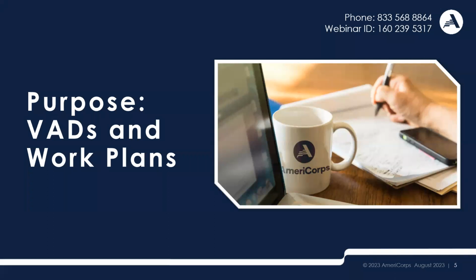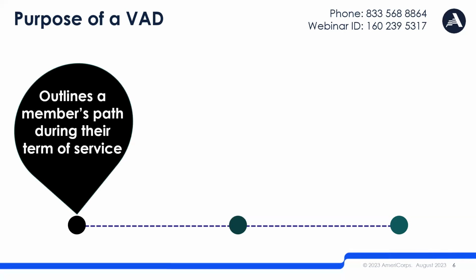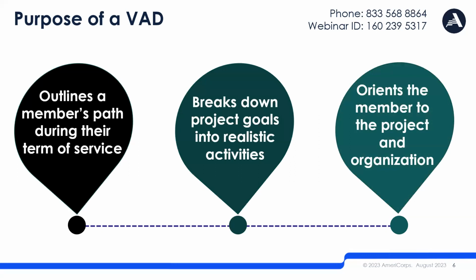A firm foundation is critical, and we want to make sure that we have a strong basis for outlining the purpose of the work plan. To do that, we'll begin by explaining what a VAD is and its purpose, because that really is what shapes the member's work plan. Well, you ask, what is the purpose of a VISTA assignment description? In simple terms, and you may already be aware of this, a VAD outlines a member's path during their term of service, including project goals, objectives, and member activities that they will successfully meet or complete to satisfy project needs. A VAD breaks down the project goal into a realistic set of activities and objectives. And also, VADs orient the member to the project, the organization, and the community in which they will serve.